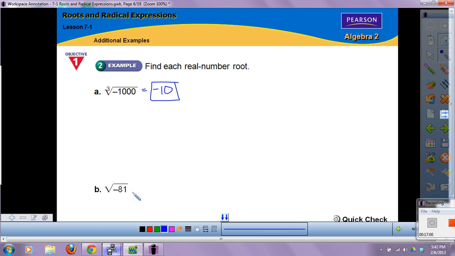For B, again, remember back to your chart. Can you take an even root of a negative number? What this is asking is, what number times itself is negative 81? Is there one? There is none. No number times itself will give you a negative number. Unlike with A, negative 10 times negative 10 times negative 10 does give you negative 1,000, which is why negative 10 is the cube root of negative 1,000.